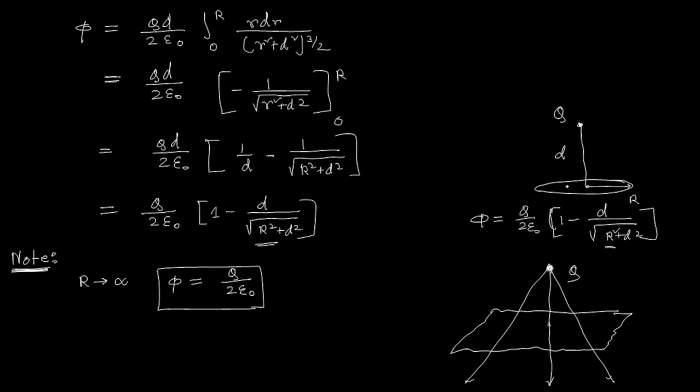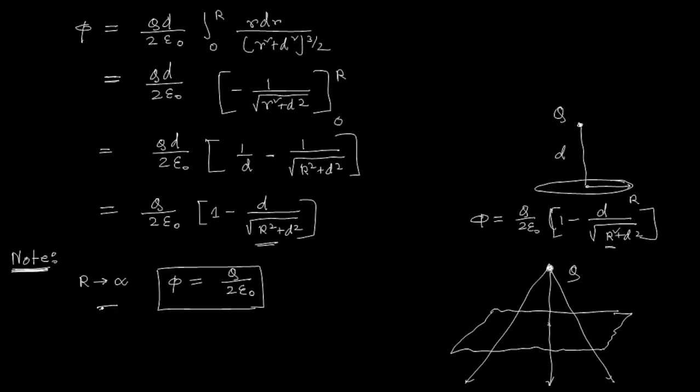If we have a circular loop of radius r, and we place a point charge q at a distance d, then the total flux through the circular loop will be q by 2 epsilon naught times (1 minus d divided by under root of r square plus d square). And if you make r tends to infinity, that means the circular loop will behave like a plane. In this case, if we place a charge at any distance from this infinite plane, then the flux through this plane will be q by 2 epsilon naught.